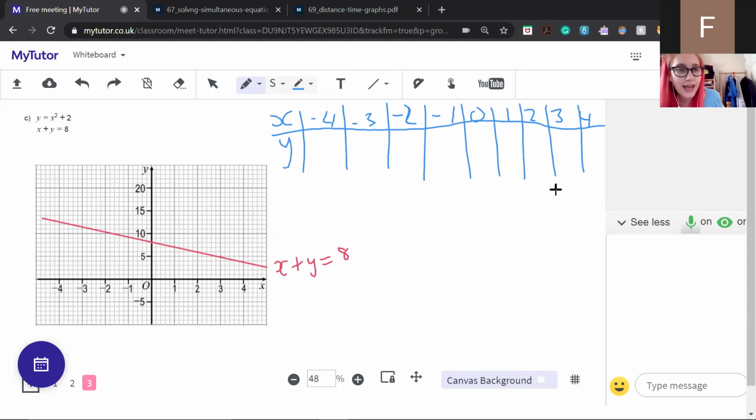So let's think, when x is -4, what's y? Well, it's x squared plus 2. X squared is 16, because -4 squared is still 16, remember, because the minuses cancel out. And add 2 to that, we get 18.